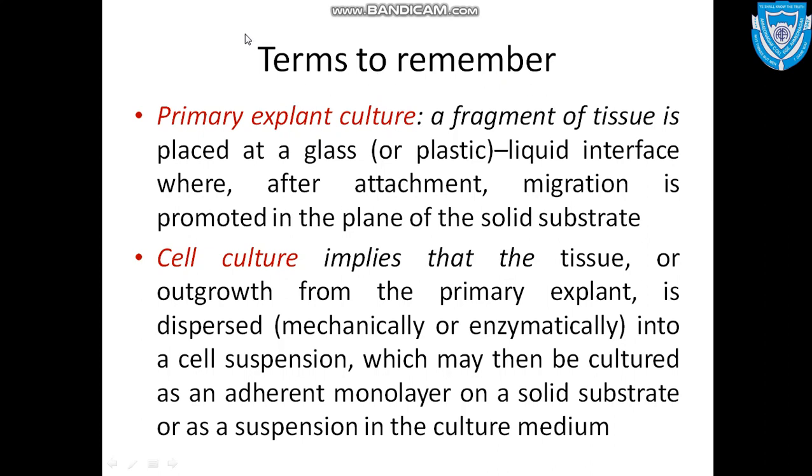Now in this lecture we are going to see several terms that we need to understand regarding animal tissue culture. These terms are very much important because every time we are going to use them for our animal cell culture study. So the first term is primary explant culture. So primary explant culture, then cell culture, then different types of terms are there.